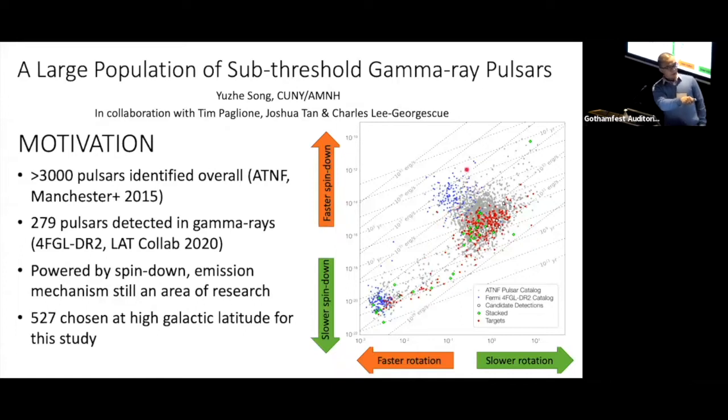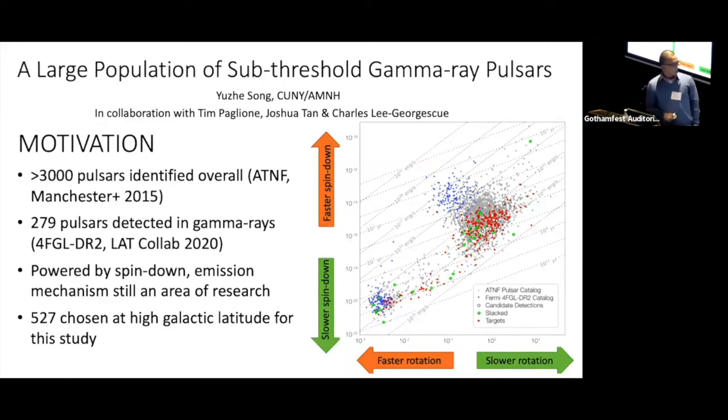We can also see that the gray dots are the pulsars that are identified across all of the wavelengths, and the blue ones are the gamma ray detected pulsars using Fermi data. We can see that there's only a very small portion of pulsars so far detected in gamma rays. Coming back to the numbers, there are over 3,000 pulsars identified across the sky so far, and only less than 300 detected in gamma rays.